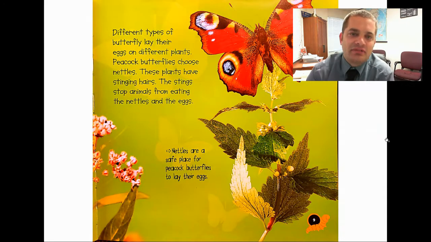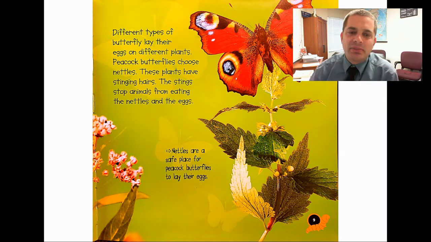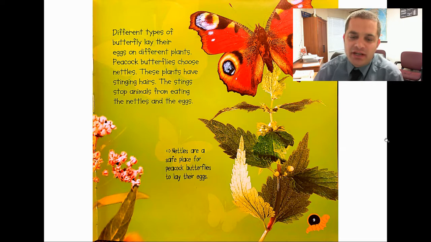Different types of butterflies lay their eggs on different plants. Peacock butterflies choose nettles. These plants have stinging hairs. The stings stop animals from eating the nettles and the eggs. Nettles are a safe place for peacock butterflies to lay their eggs.